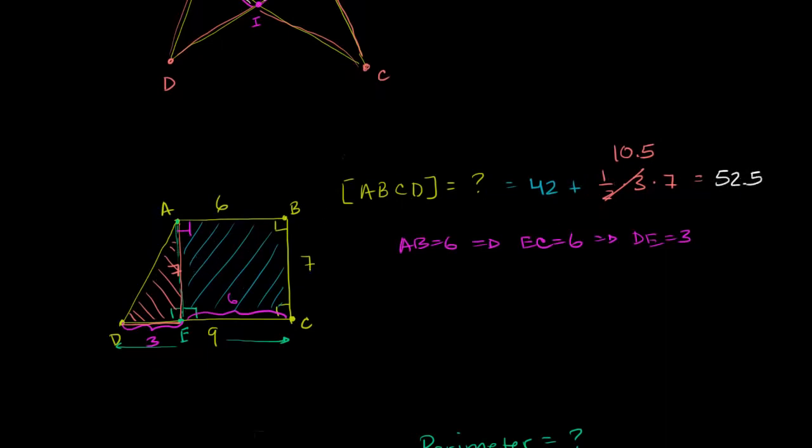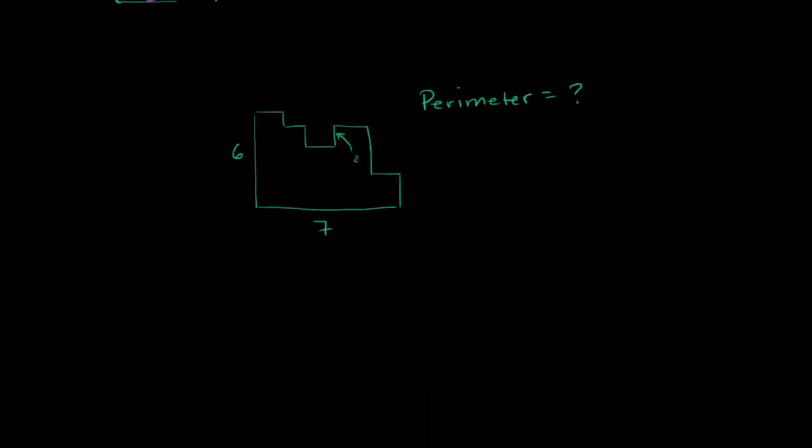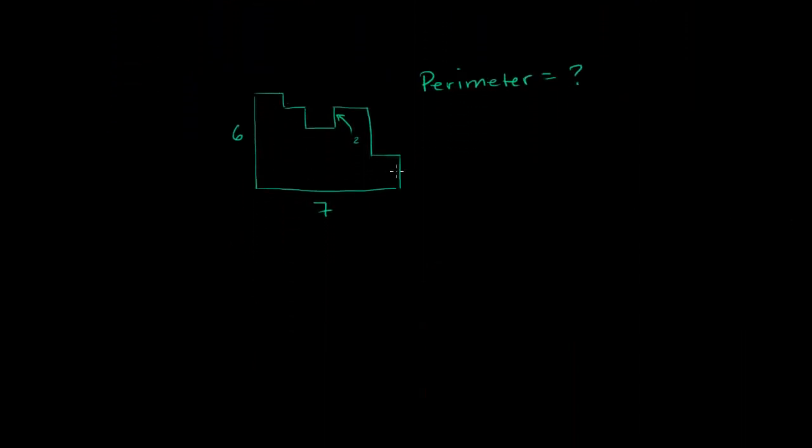Let's do one more. So here I have a bizarre looking shape, and we need to figure out its perimeter. And at first it seems very daunting because they've only given us this side, and they've also only given us this side right over here.